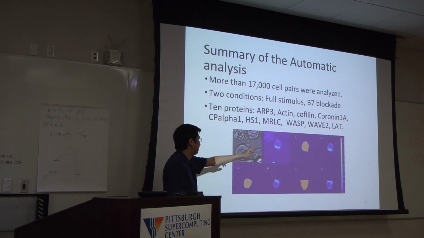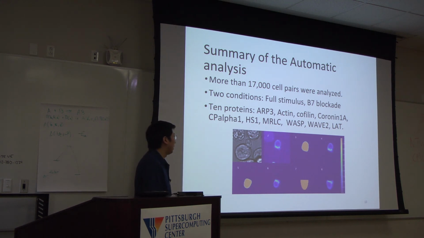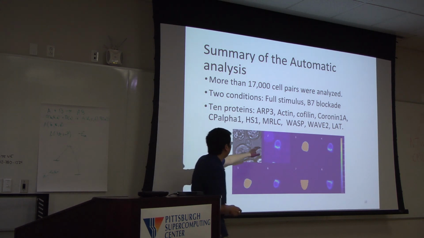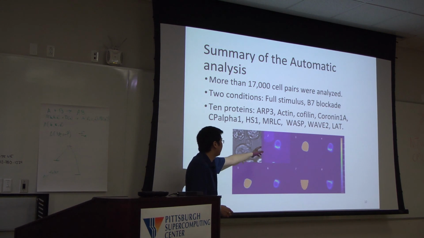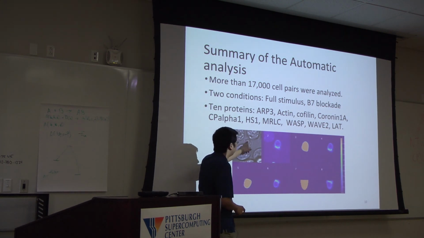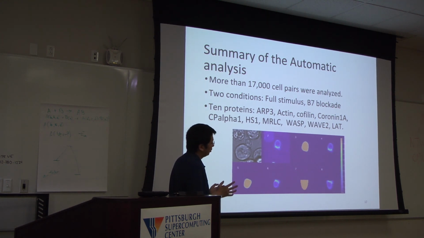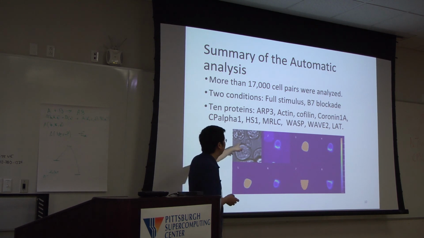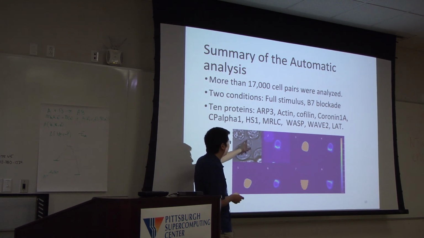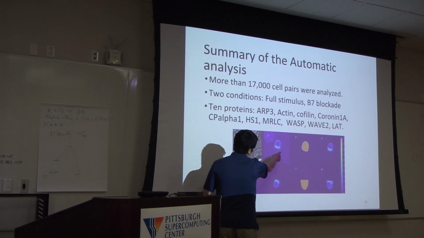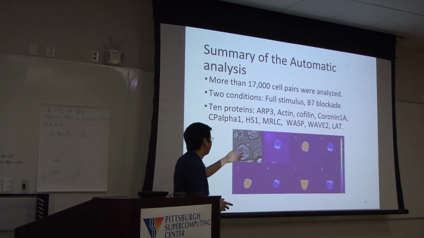So here is an illustration of our pipeline. The first 1 and 2 represent the DIC image and the image with fluorescence. The small cell is the T cell. This is the APC cell. Because we are only interested in the protein signaling pathway in the T cell, we just label the T cell, so you cannot see the APC cell in the fluorescent image.